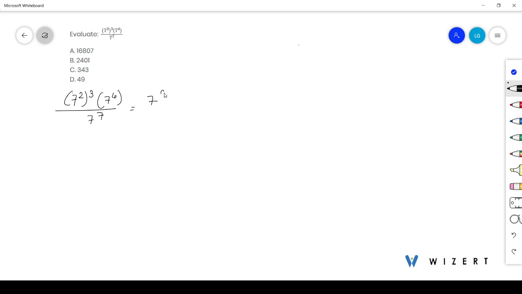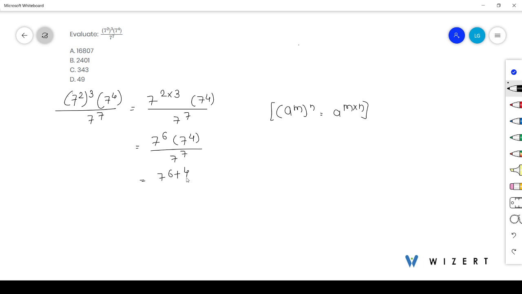So it is 7 to the power 2 into 3 into 7 to the power 4 divided by 7 to the power 7. a to the power m to the power n is a to the power m into n. So here it is 7 to the power 2 into 3, which means 6, into 7 to the power 4 divided by 7 to the power 7.